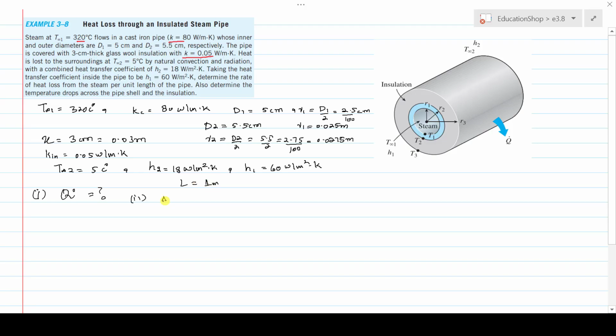Next, temperature drops across the pipe and across the insulation. Let's come toward its solution. The inside surface area of the pipe, let's say A1, is equal to 2 pi R1 L. Put the values: R1 is 0.025 and L is 1 meter. You simply multiply and you will get the inside surface area of the pipe, and it is 0.157 meter square.